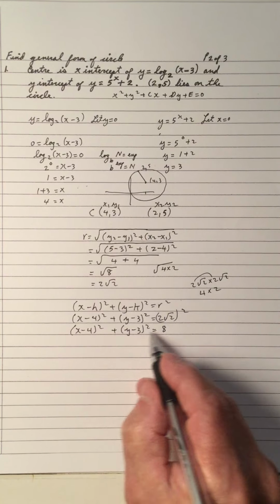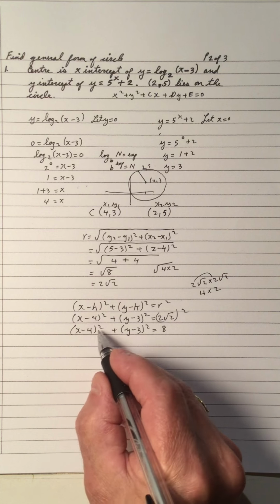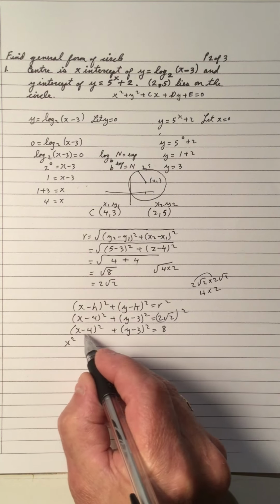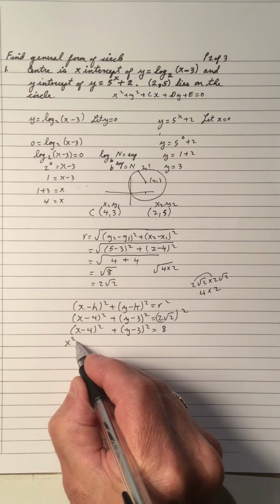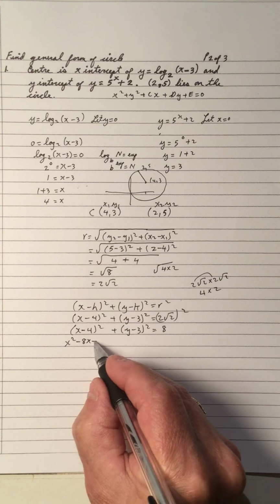So now if we square this out, we'll get the general form. So x minus 4 squared, again the short way: take the x and square it, multiply these two and double it, negative 8x, and square the negative 4, you get a 16.